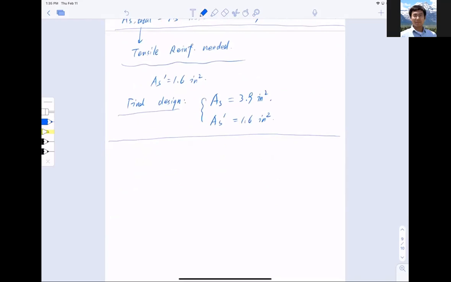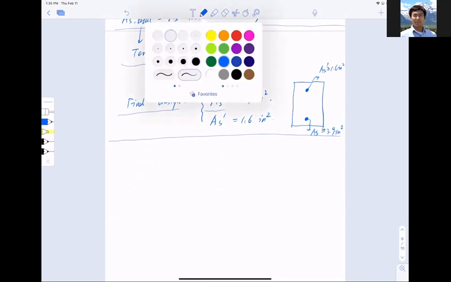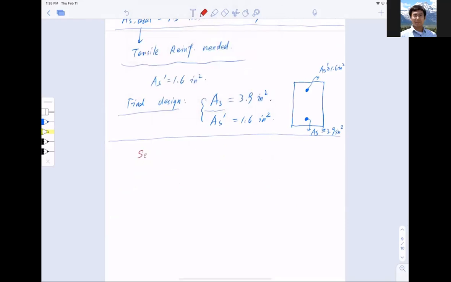So I need AS, which is tensile reinforcement at the bottom here. Let me just remind you that we end up with this tensile reinforcement at the bottom equal to 3.9 inch squared. And I need AS prime to be 1.6 inch squared, actually, larger or equal. So I want to fit bars. I'm going to select. I got a question.